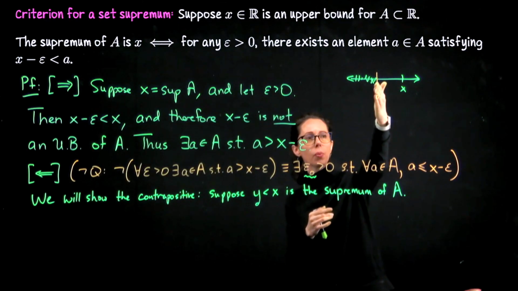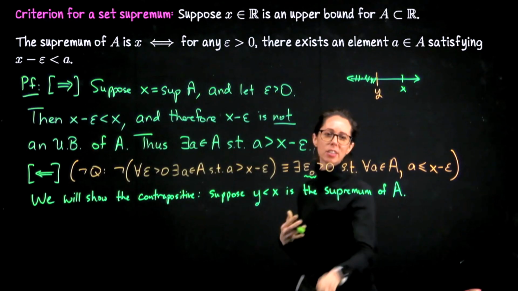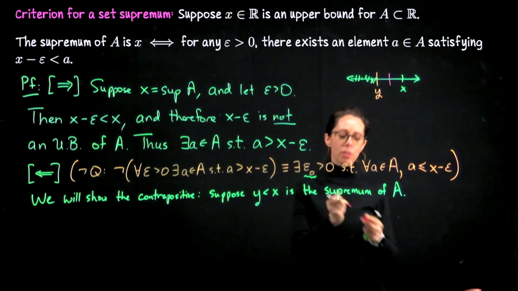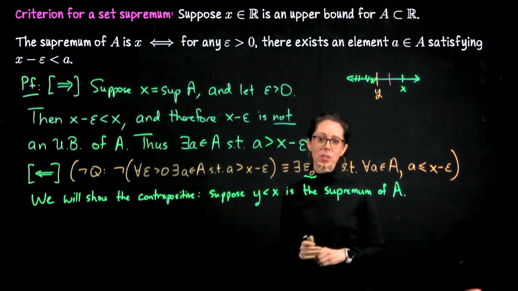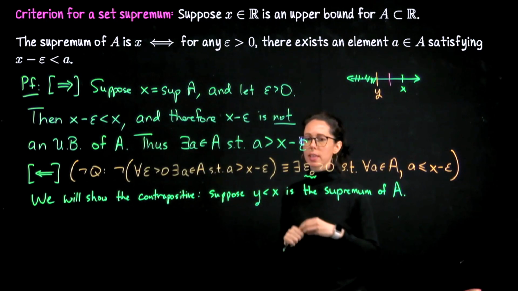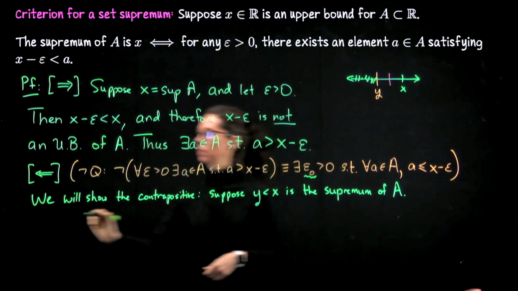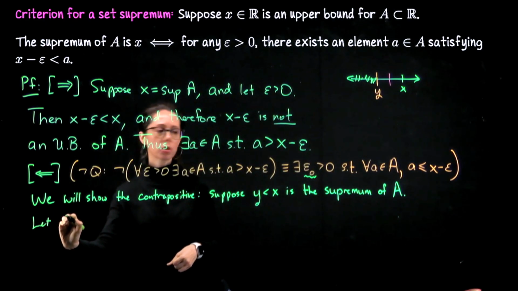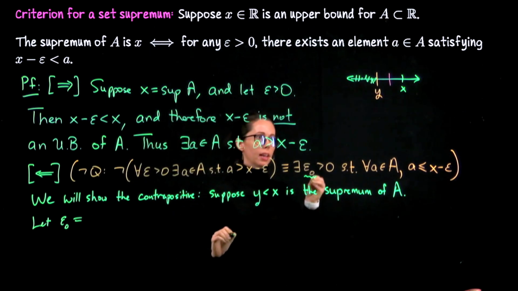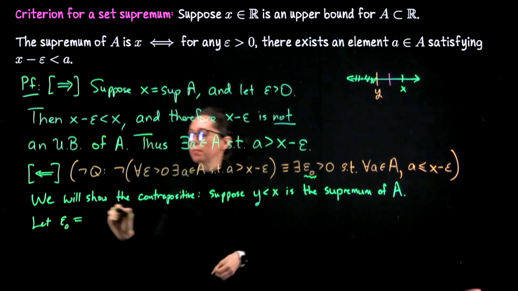You could actually go all the way down to y, but what I often like to do, just because I like to have little margins around me, is cut distances in half. So that's what I'm going to do. You're welcome to pick a slightly different epsilon if you like. So I'm going to say let epsilon naught, meaning epsilon subscript 0, be x minus y divided by 2.